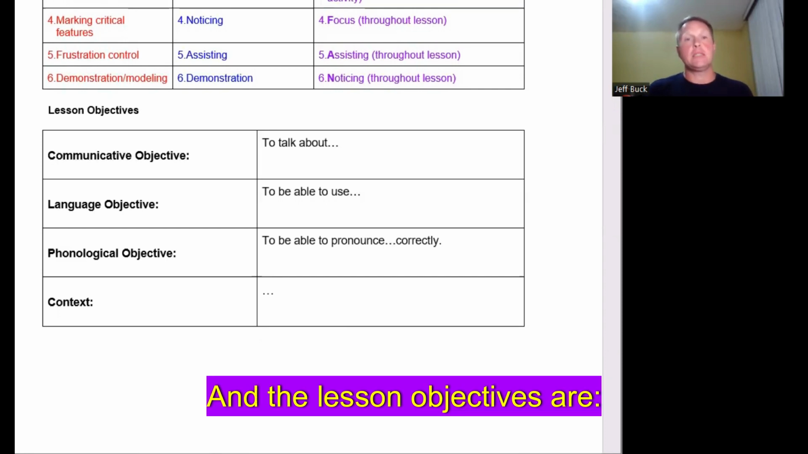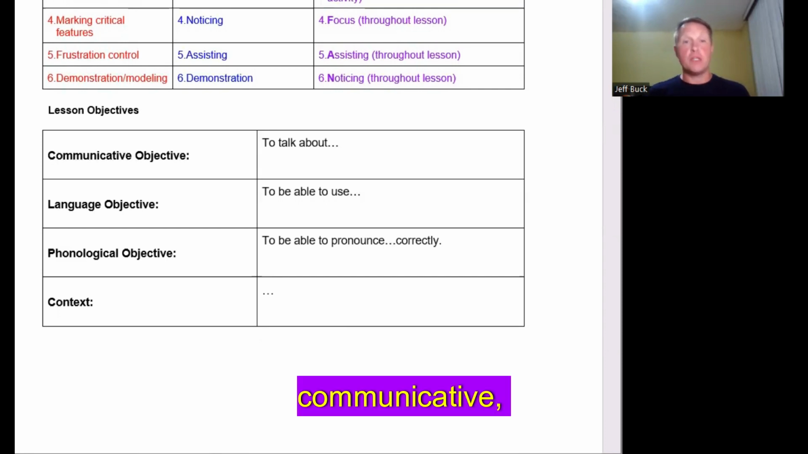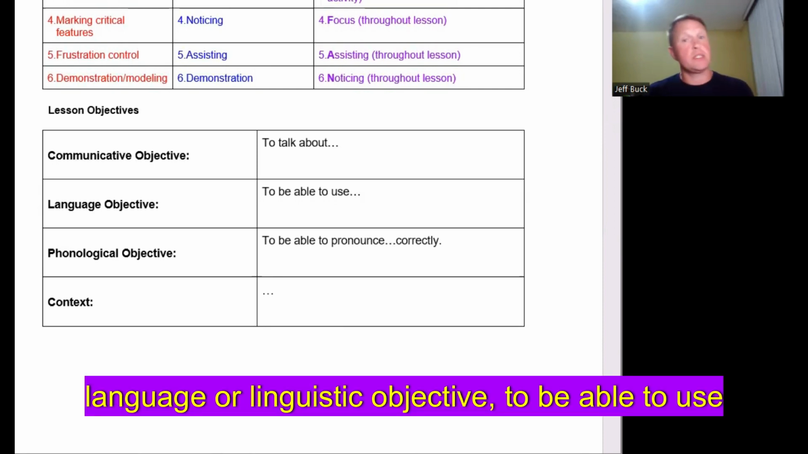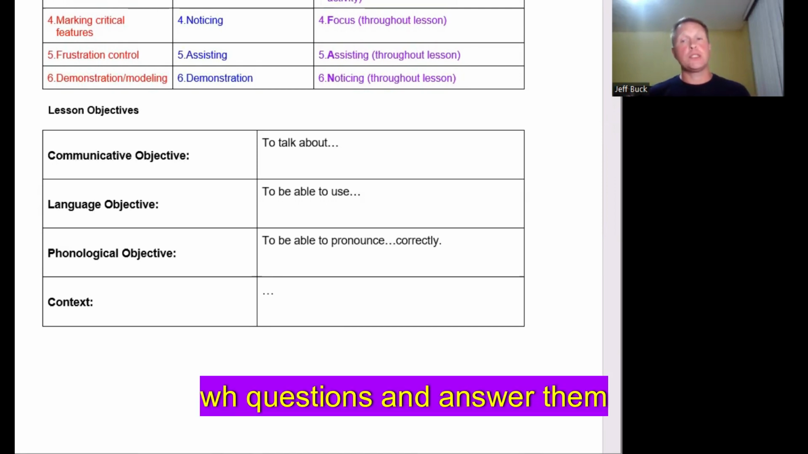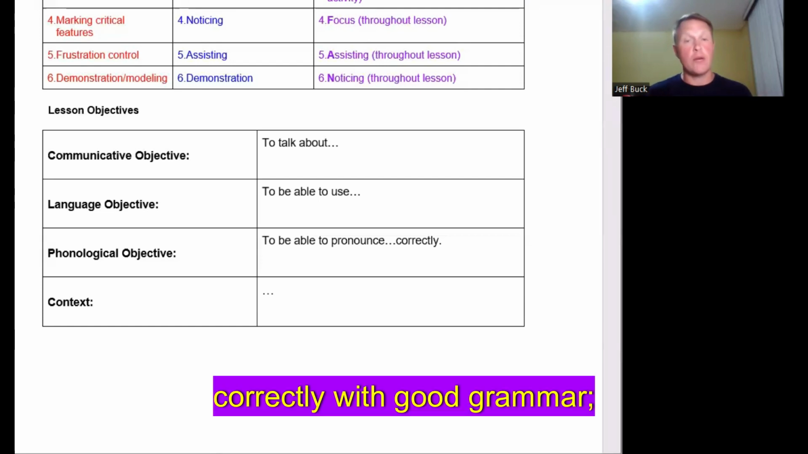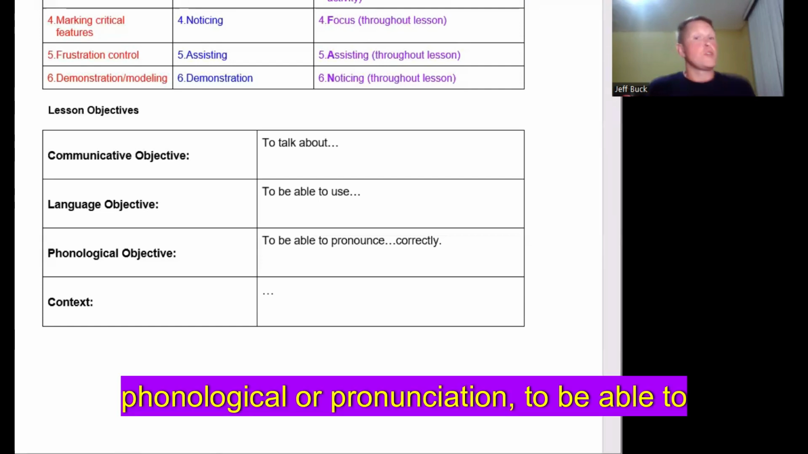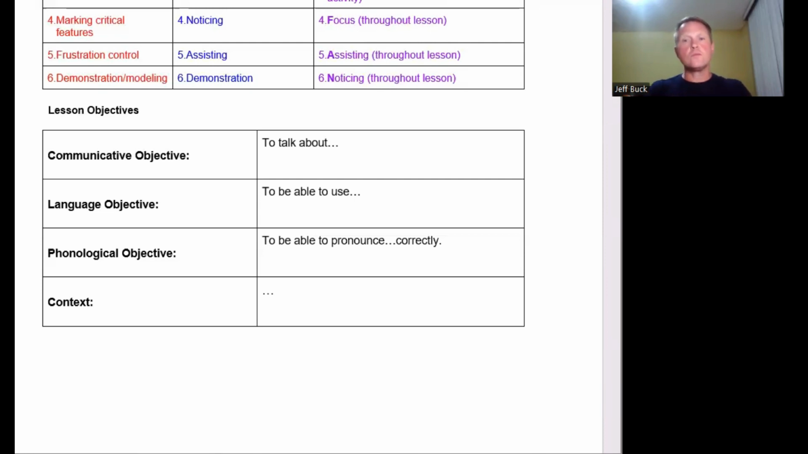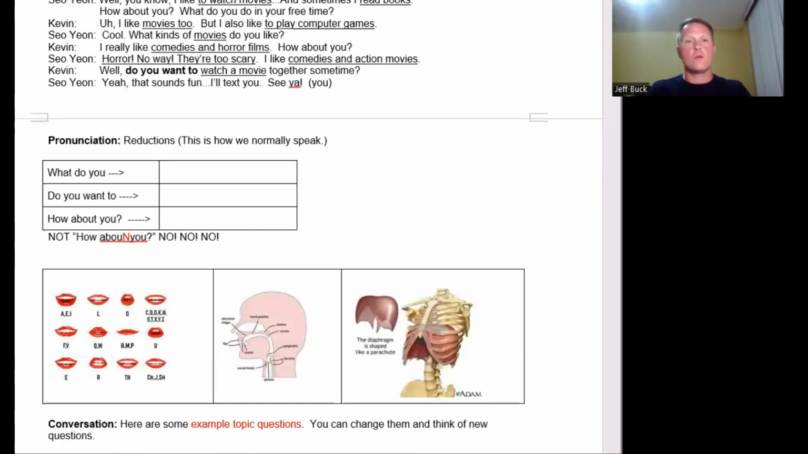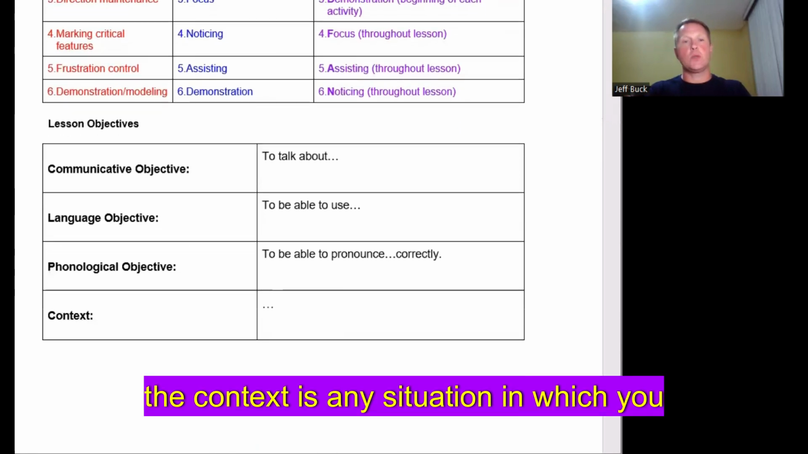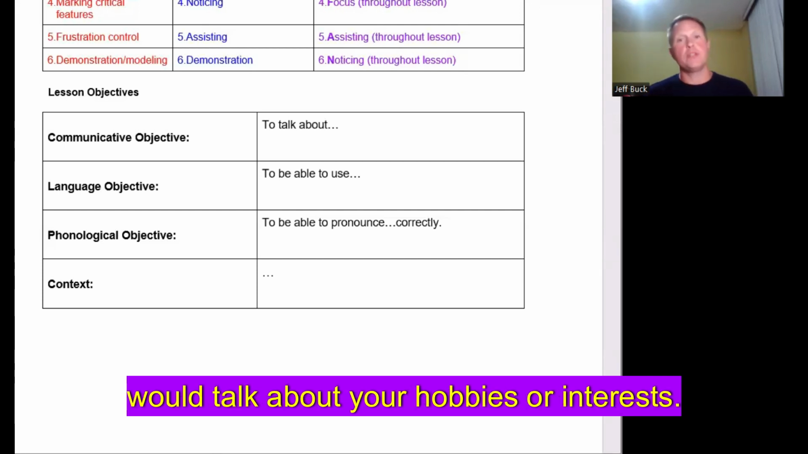The lesson objectives are communicative, to talk about our hobbies and interests; language or linguistic objective, to be able to use WH questions and answer them correctly with good grammar; phonological or pronunciation, to be able to use and pronounce contractions, or rather reductions, correctly. And the context is any situation in which you would talk about your hobbies or interests.